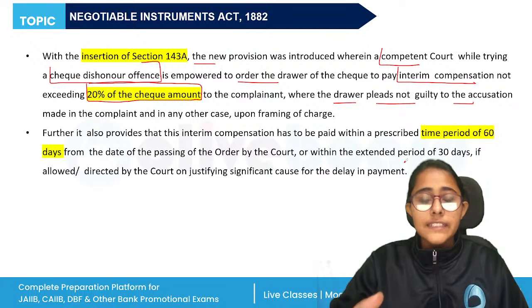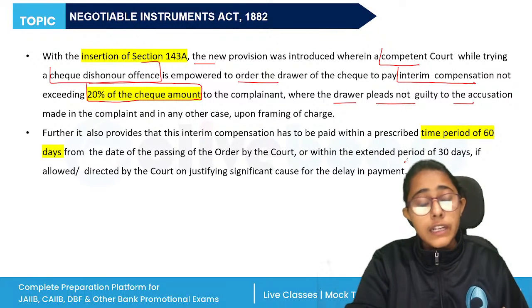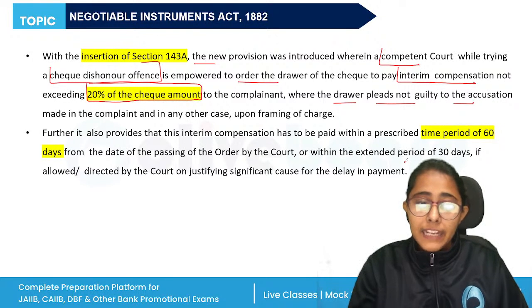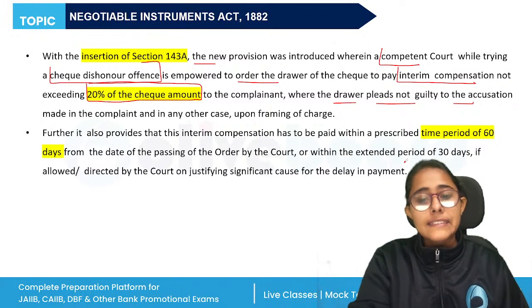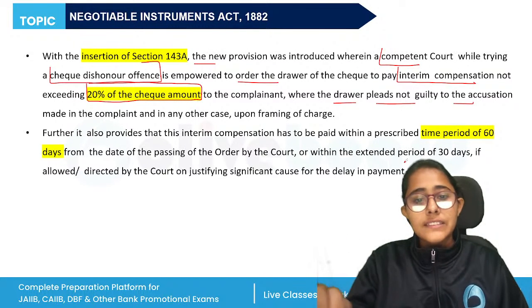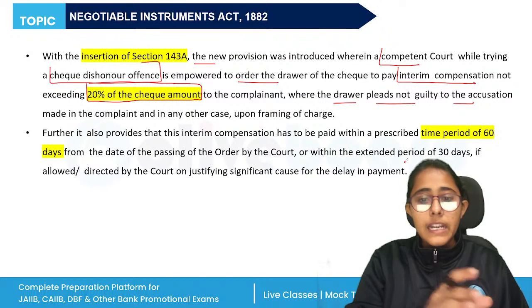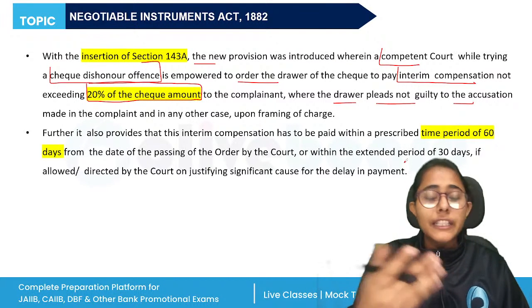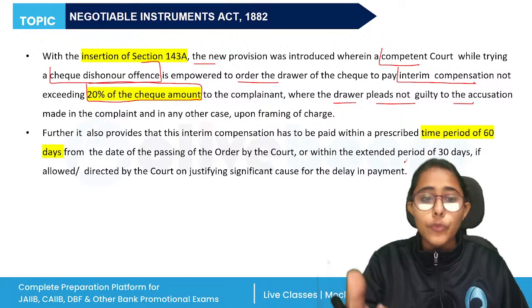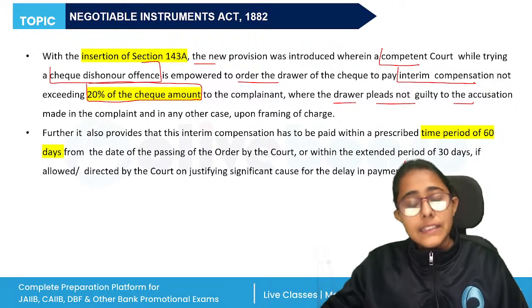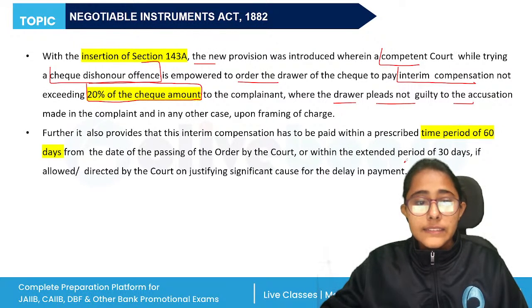When such a person says that no, I did have sufficient funds, and they plead not guilty on a complaint that was made, then section 143A says that first you need to pay 20% of the amount which is given in the check. This is the compensation which will be stated by the competent court, and 20% of the check amount will be paid to the complainant, and then the case will be taken further. This is given in section 143A.